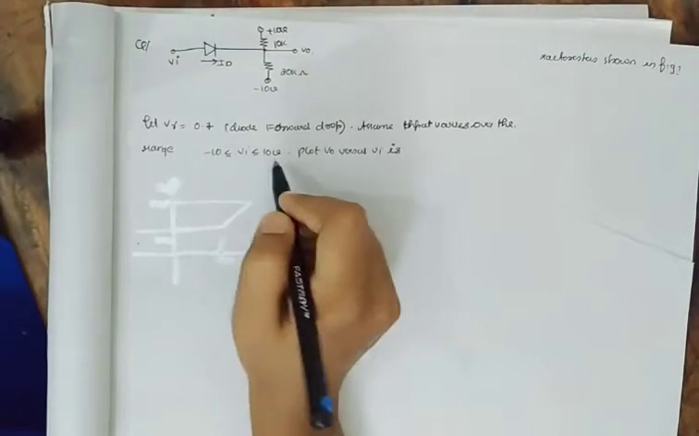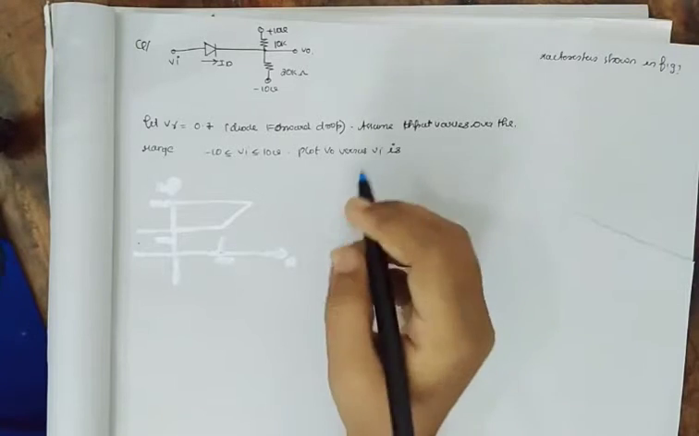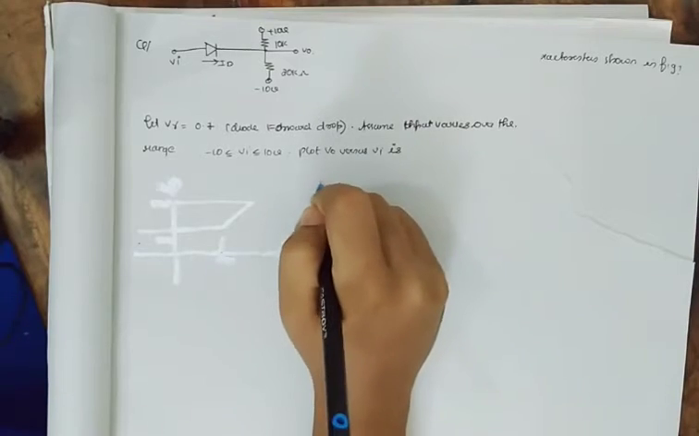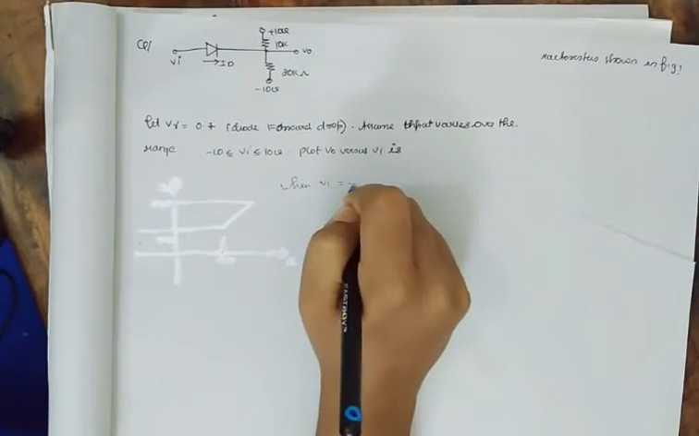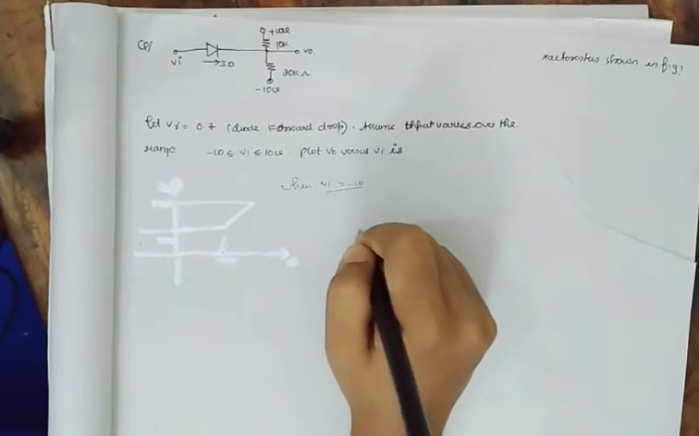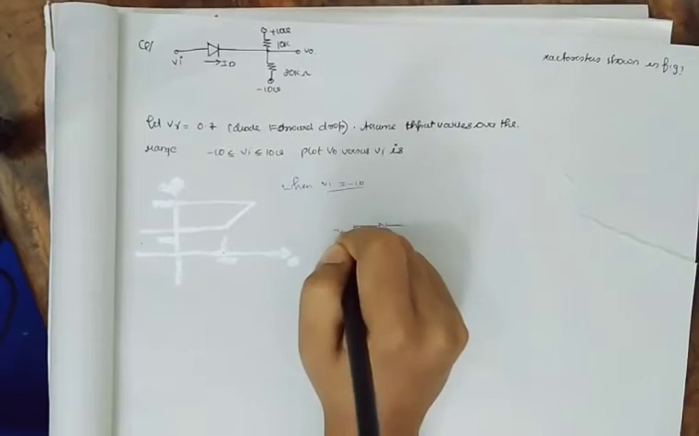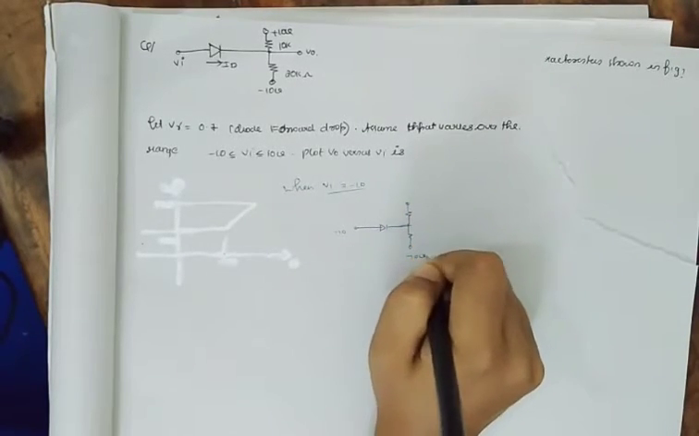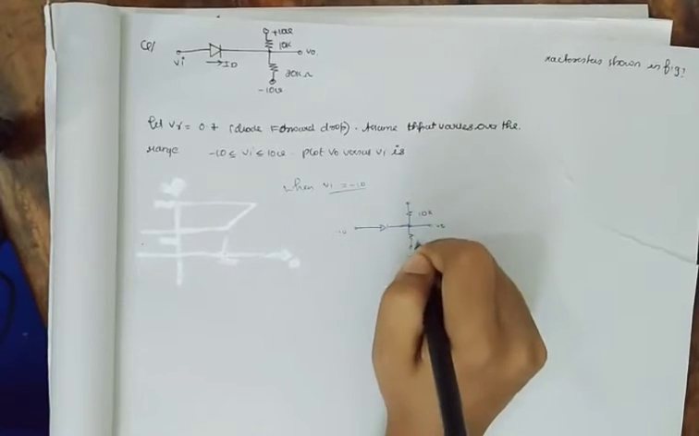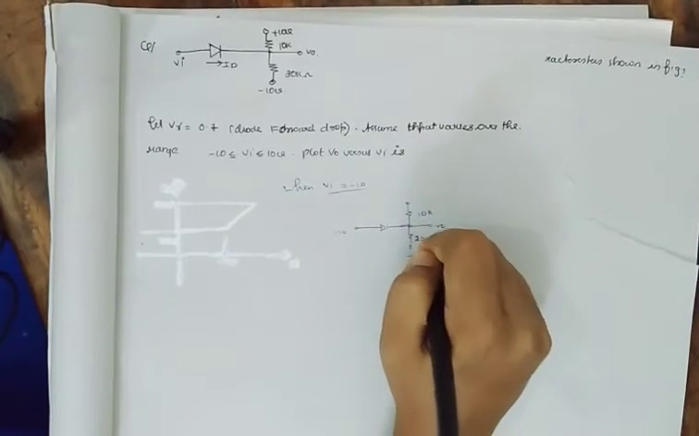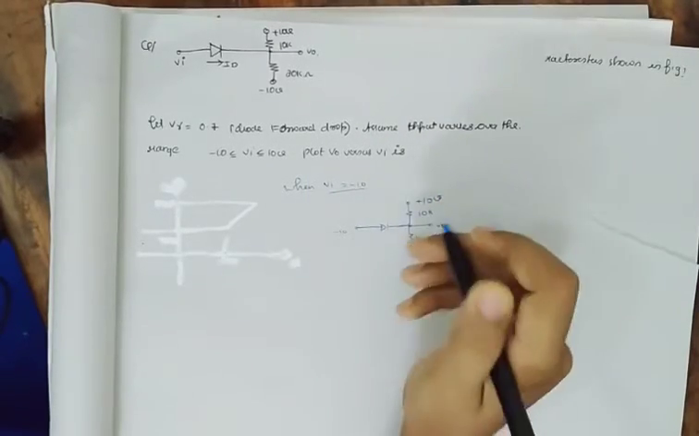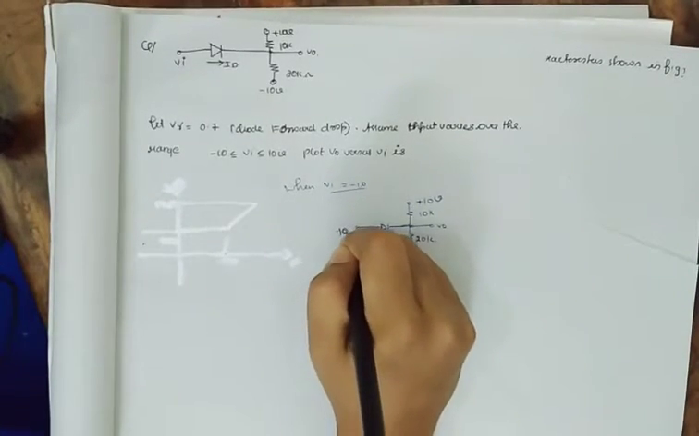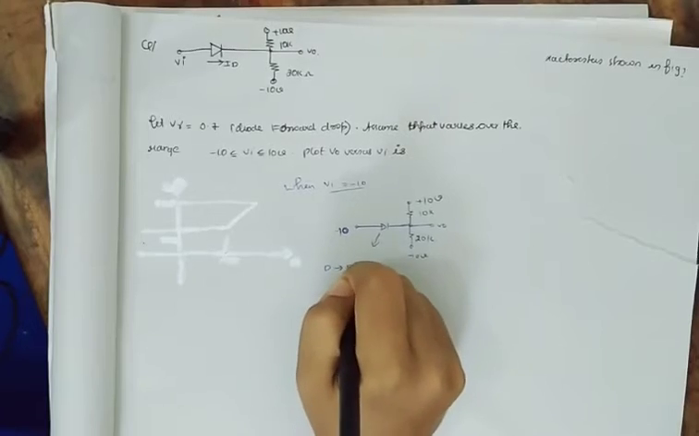First of all, our Vi is ranging from minus 10 to plus 10, right? I'll take minus 10 and see what happens to the circuit when Vi equals minus 10. The circuit has 10k, 20k, plus 10 volt and minus 10 volt. When it is connected to minus 10 volt, this diode is reverse biased.